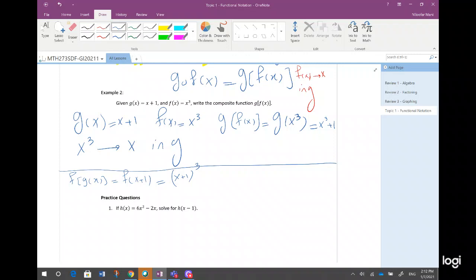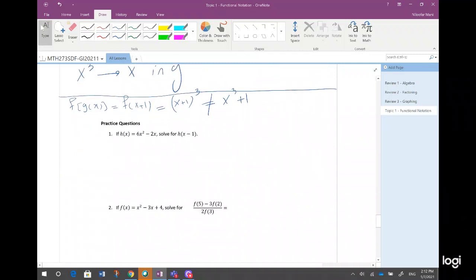I want to show you this is not the same as this. So f of g of x and g of f of x are not equal. Maybe in exceptional cases, but not necessarily.